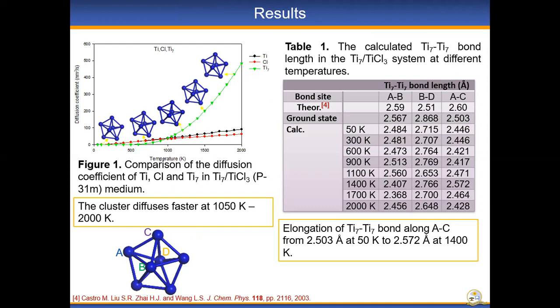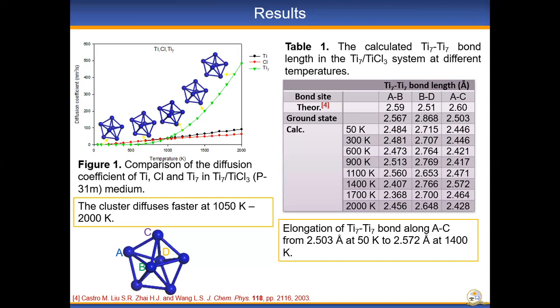We then went on to look at the geometry of the cluster after interactions with the medium. Now, this was done to investigate the effects of the medium on the Ti7 cluster at different temperatures. We observed that the cluster still has its reported stable geometry of pentagonal bipyramid, as shown by the insets on the diffusion coefficient plot. Now, this suggests that the medium does not affect the stability of the cluster.